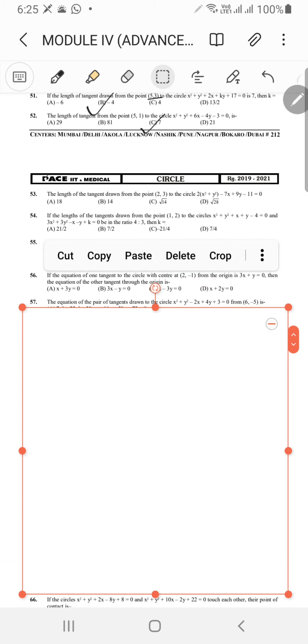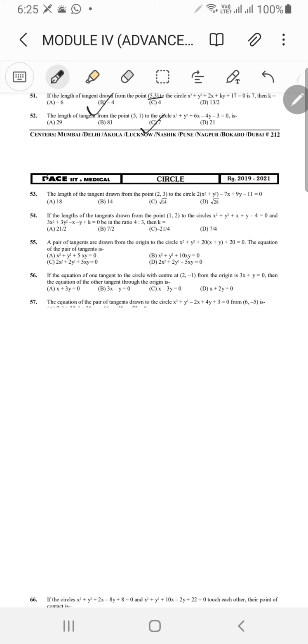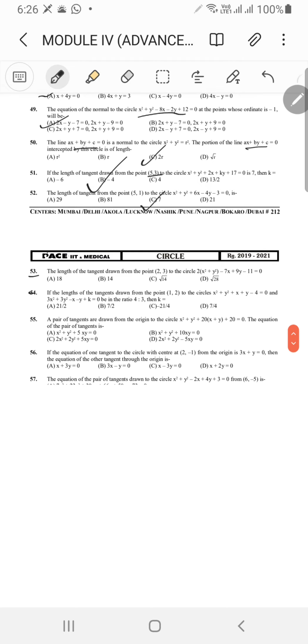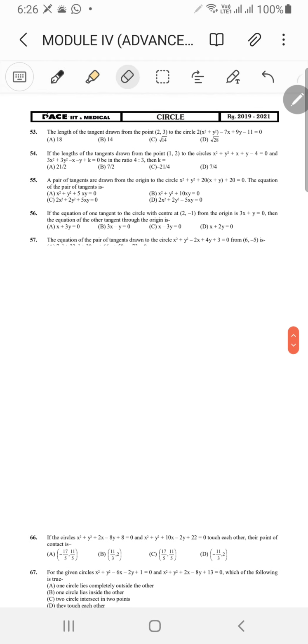The length of the tangent drawn from the point to the circle. What? Once again, it's the same question. Why? This is not nice at all. I mean, look at these questions, 53, 54. These are the same thing, right? All of these questions were length of tangent questions. I'm not going to do this anymore. I'm just moving away from this.